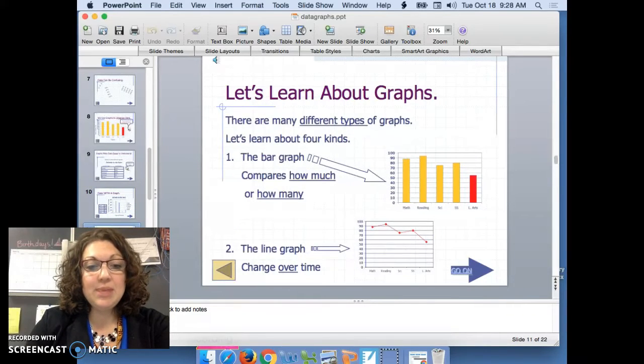There are many different types of graphs. The 4 types that we're going to learn about are bar graphs, which compares how much of something or how many of something, and it often means you have several groups of information. For example, in this graph, you have groups of classes, and you're looking at your scores in each individual class, but they're not necessarily related. Okay, a line graph shows change over time. Change over time, like, could be months, seconds, hours, days, any kind of time.